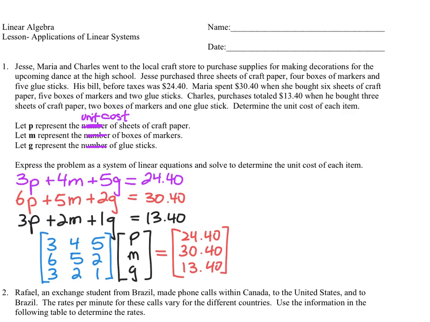those would all be represented in vectors because they're common variables, or the common units allow for them to be grouped together. All right. But then ultimately, what are you doing? You're taking all this, putting it in your calculator, and hitting rref. All right. So 3, 4, 5, then 24.4; 6, 5, 2, then 30.4; 3, 2, 1, and then 13.4.